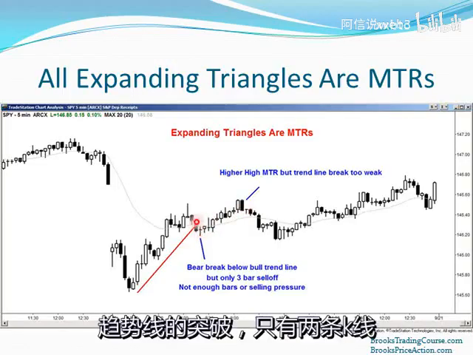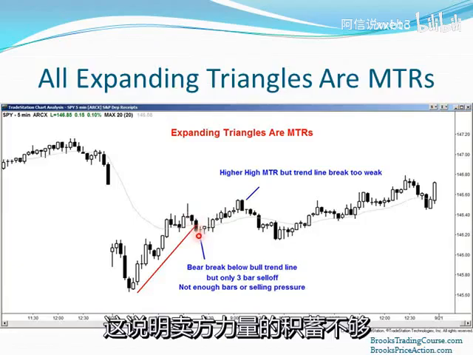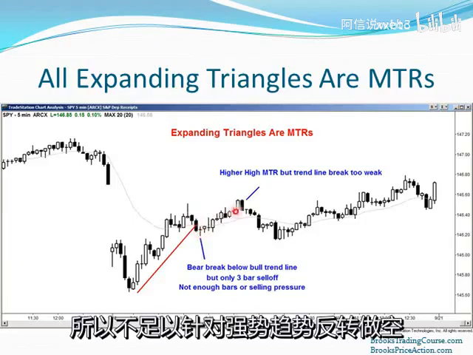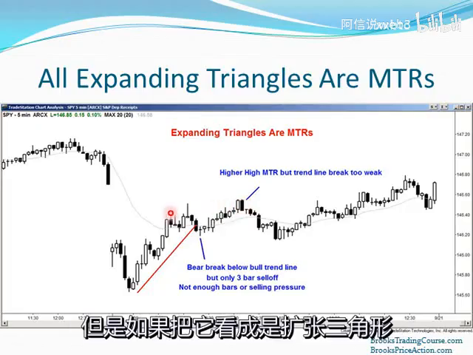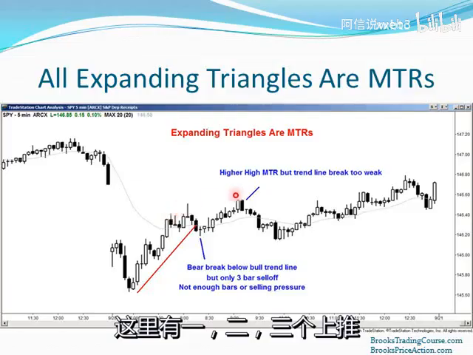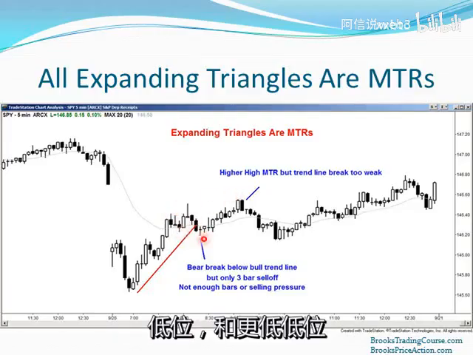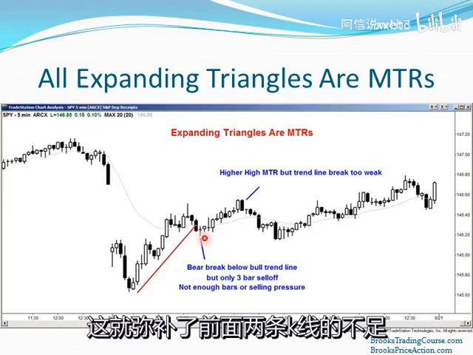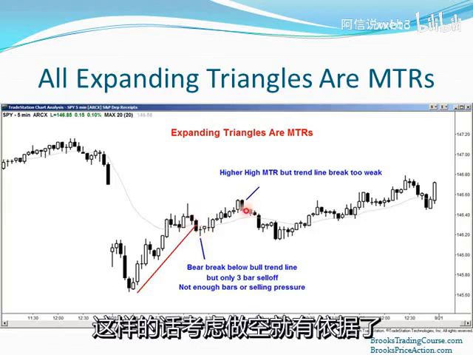But it has a problem. The break below the bull trend line is only 2 bars. That's usually not enough selling pressure to look to short a major trend reversal. However, if you view this as an expanding triangle, 1 push up, 2 pushes up, 3 pushes up, a low and a lower low, that is enough to erase the lack of bear strength here and make this a reasonable short.